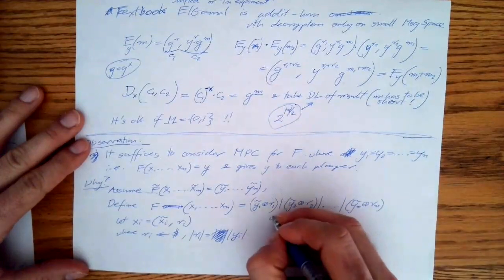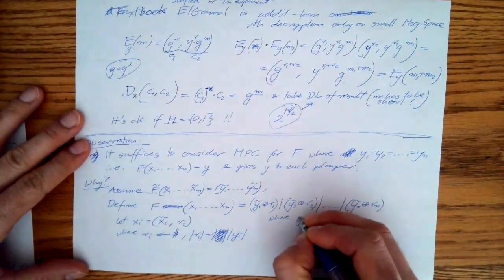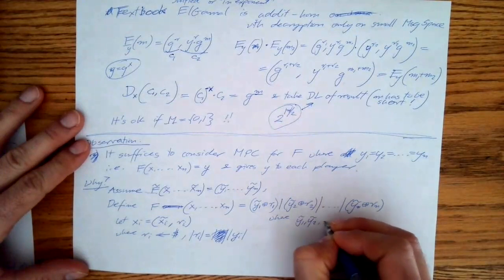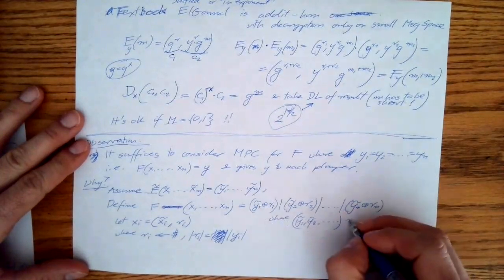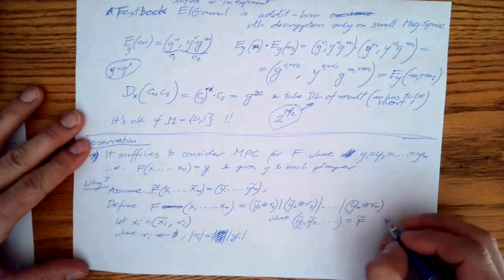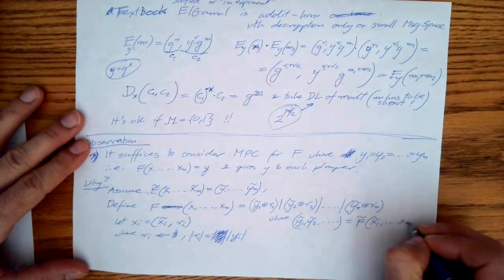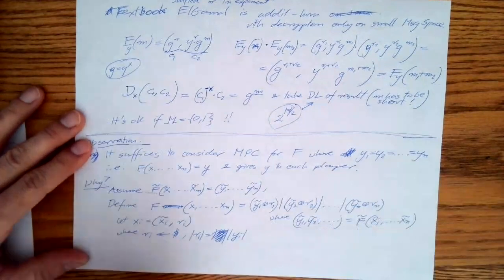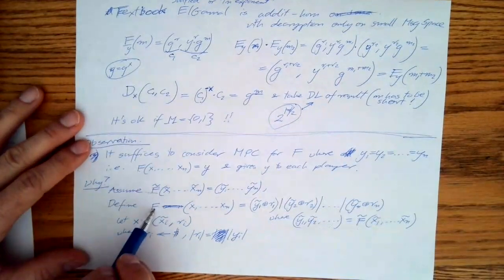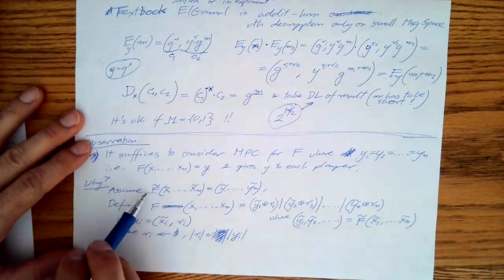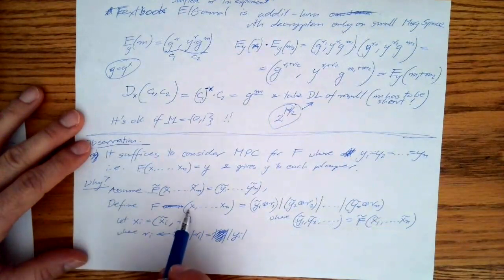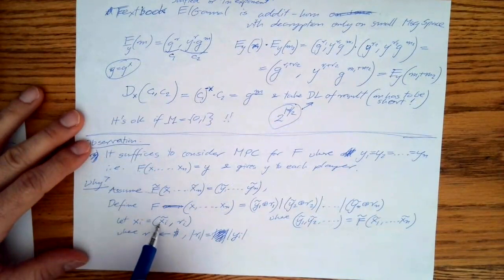Okay, where y1 hat, y2 hat, etc. is the output of the real function on the real input. So this function parses the inputs of everybody as real input and a randomness.